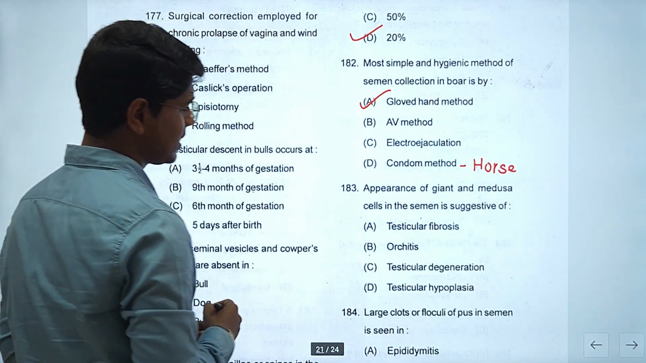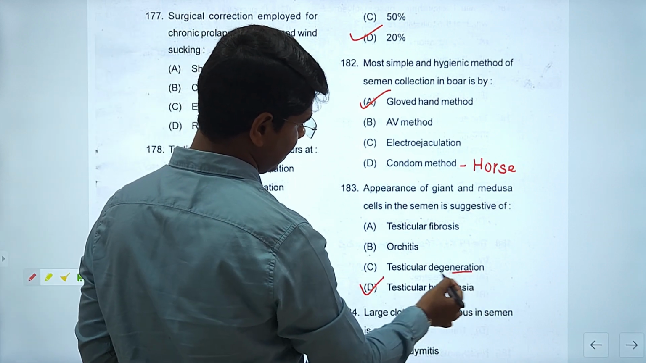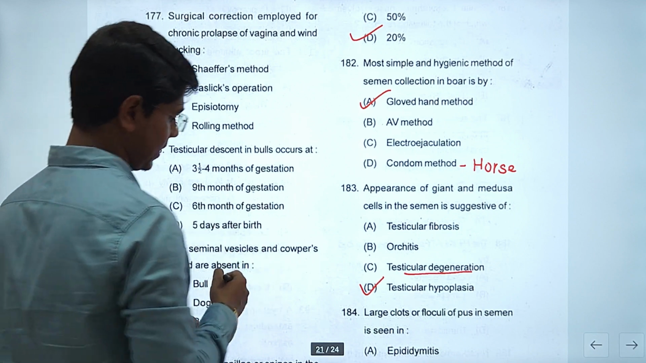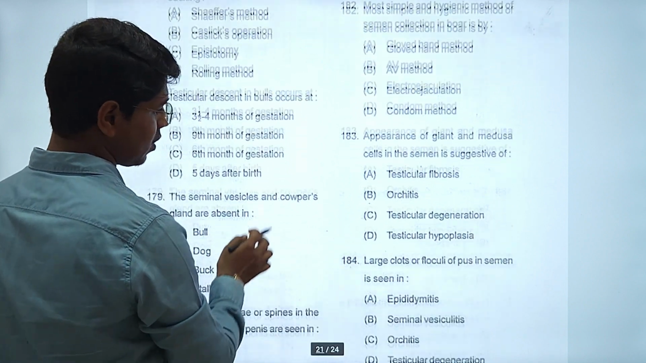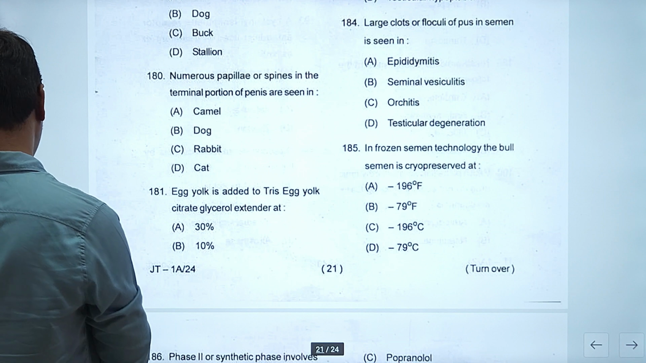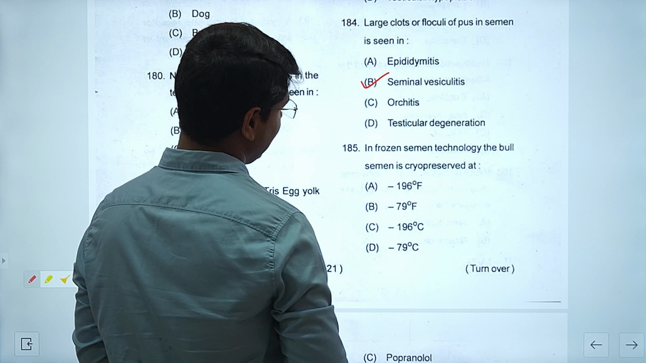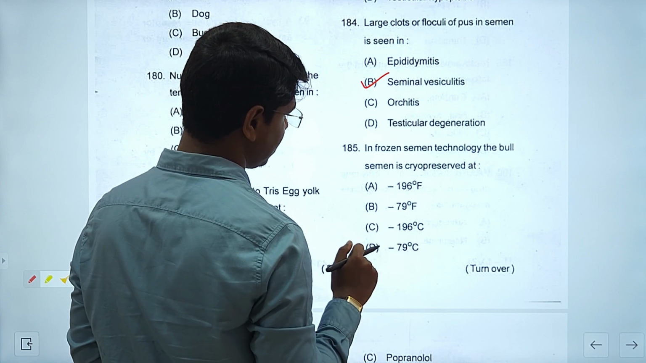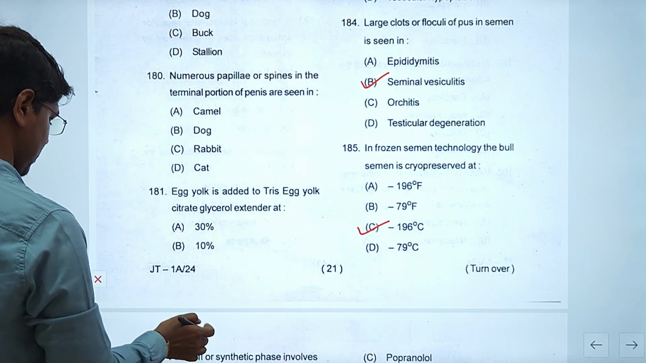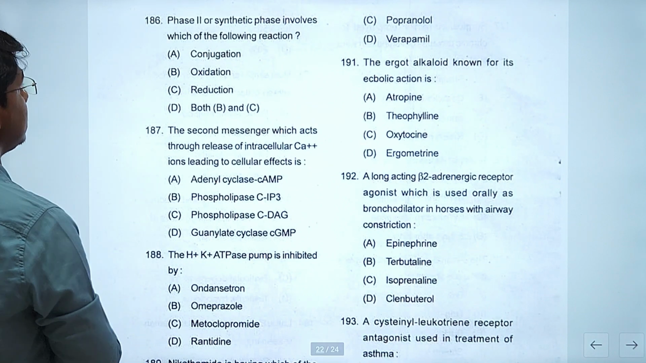Appearance of giant and medusa cells in the semen is suggestion of testicular hypoplasia. In case of testicular degeneration, you will find, in the previous year this question came, you will find the primary sperm defects. Large clots or flocculae plus in semen is in seminal vesiculitis, not vasculitis, vesiculitis. In frozen semen technology, the bull semen is cryopreserved at -196°C.